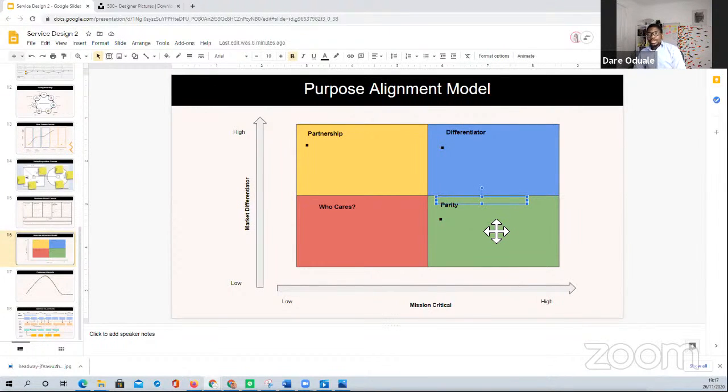Now, if something is mission critical to you, but it's not a market differentiator, that means by doing it, it keeps you at the same level as your peers. So parity keeps you at par with others. You still want to do it because it's critical to your mission. But there are some things that are not mission critical to you, and do not even differentiate you from others. Those are the ones that are who cares. Since nobody cares about it, why should we even bother doing it in the first place? So it's just a way to categorize your ideas.